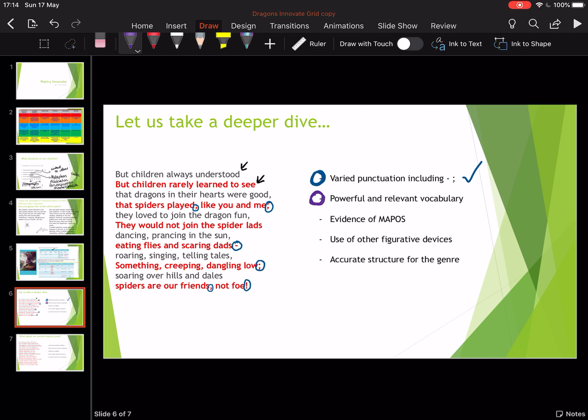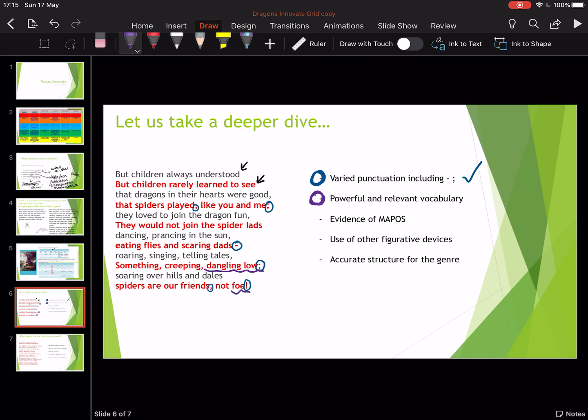For example, I wouldn't expect to see something about a spider driving down. Spiders are animals, not a car. They wouldn't be driving anywhere. So let's have a look at their vocabulary. So we've got dangling low, which is quite nice. They haven't just said hanging, they've gone for dangling.